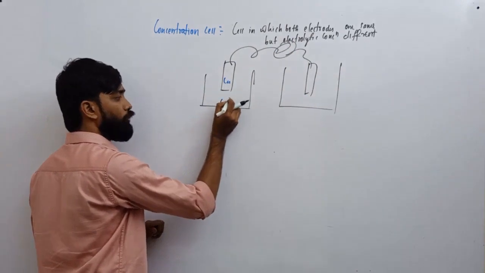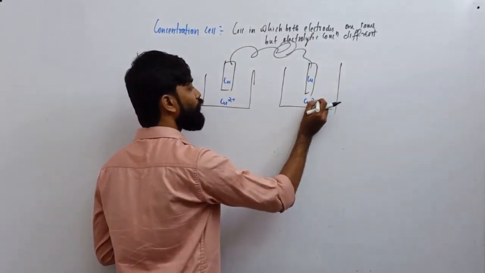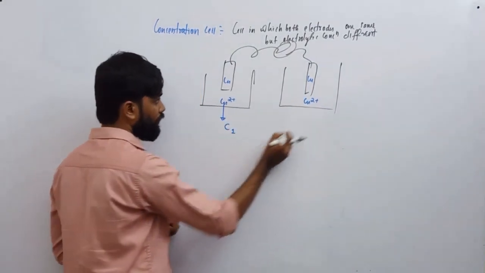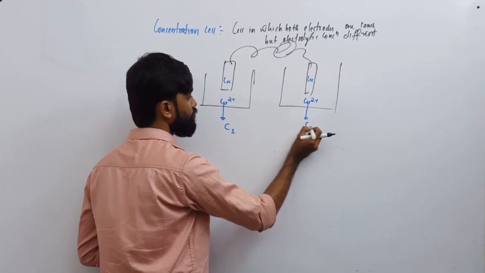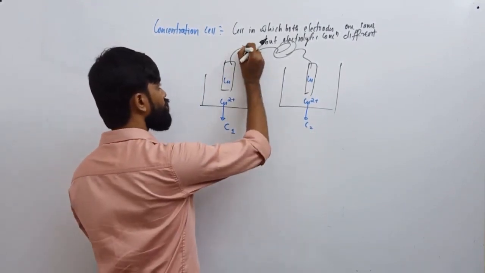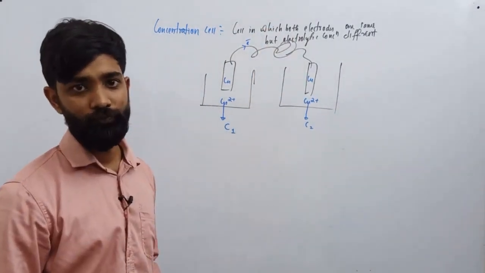Copper electrode in Cu2+. The same copper electrode in Cu2+. But the concentration of this is C1, and the concentration of this is C2. Since the concentrations are different, there will be an electron flow from anode to cathode.